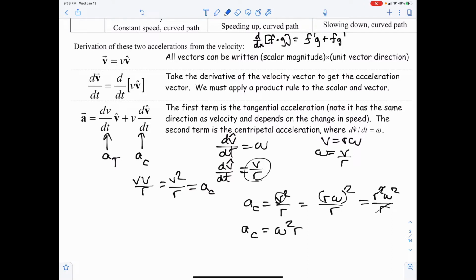So you have two different equations for the centripetal acceleration. One is the translational velocity squared divided by the radius. The other is the angular velocity squared times the radius.